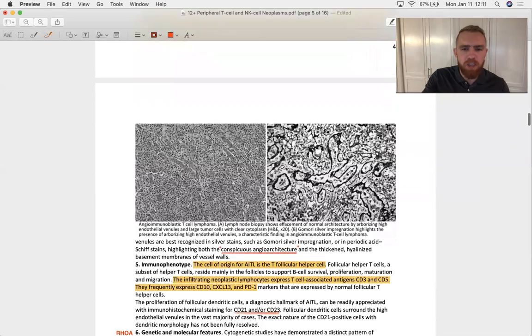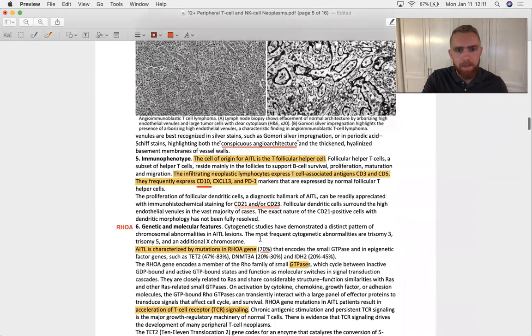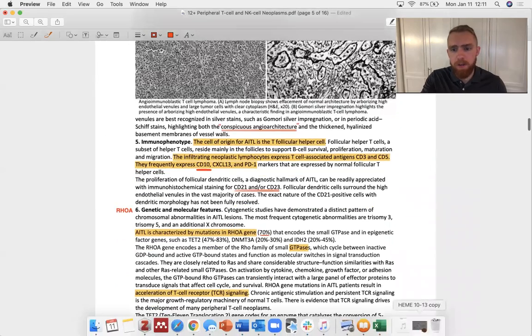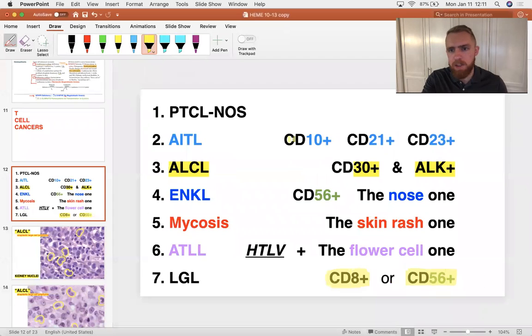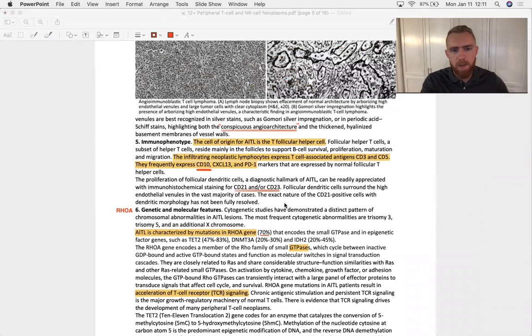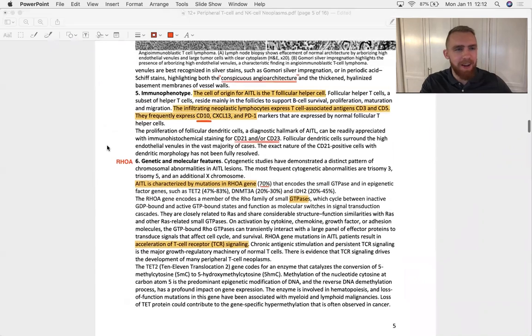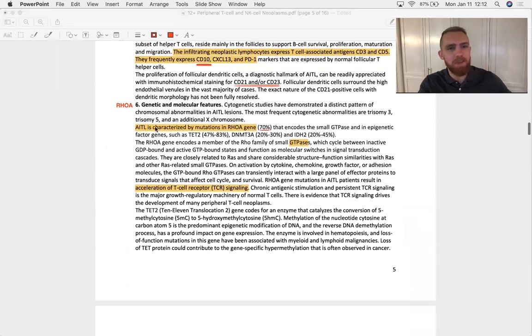So this one stains CD10, CD21, and CD23 as well. A lot of different clusters of differentiation that this one picks up that the others in this differential do not. And then this whole angioimmunoblastic one is characterized by mutations in the RHOA gene, the Real Housewives of Atlanta. If it's in 70% of them, that's a classic presentation. It might as well be in all of them as far as board style questions are concerned.